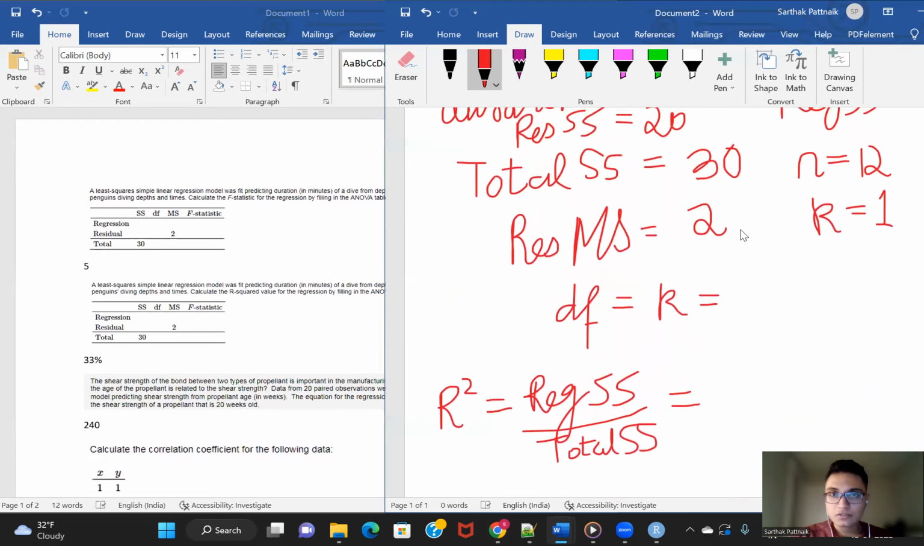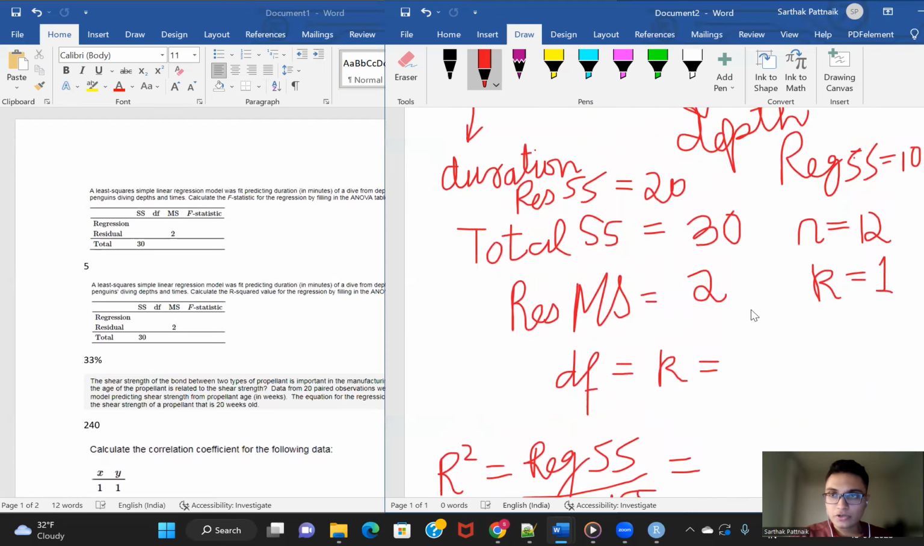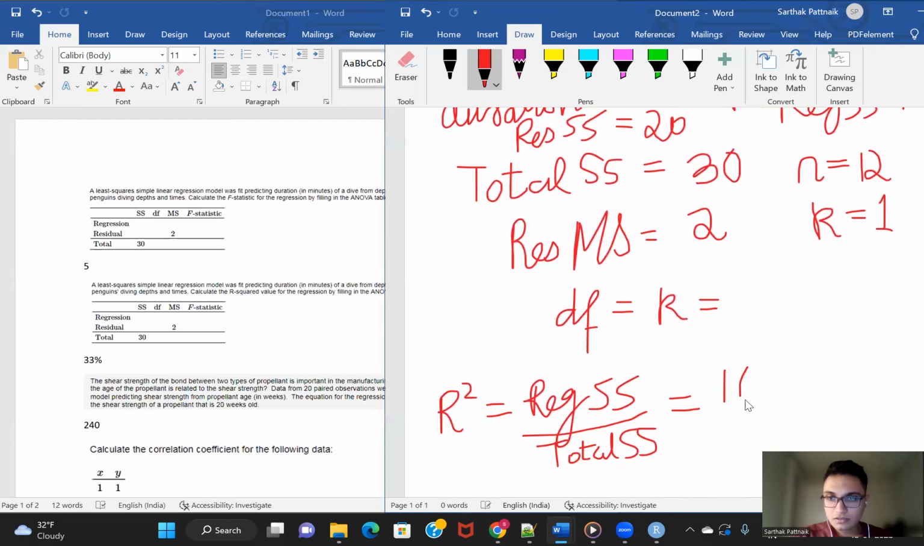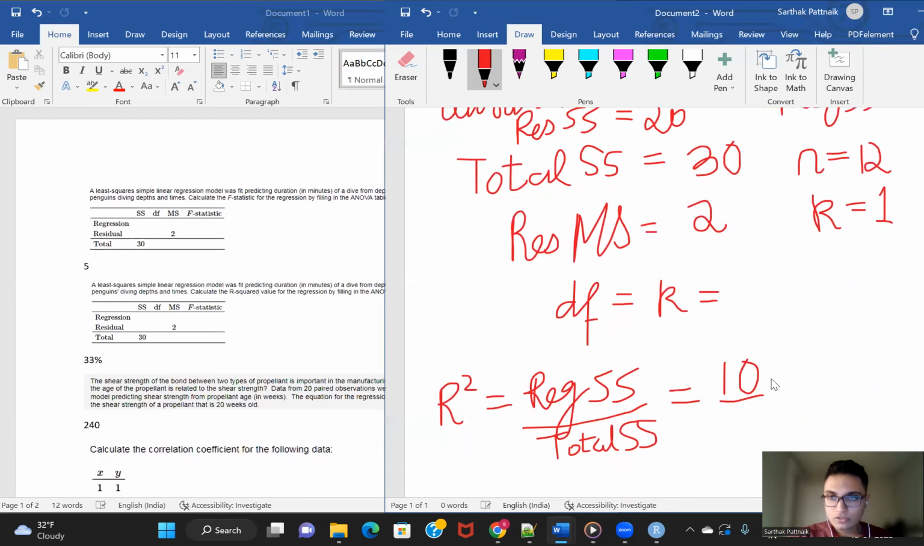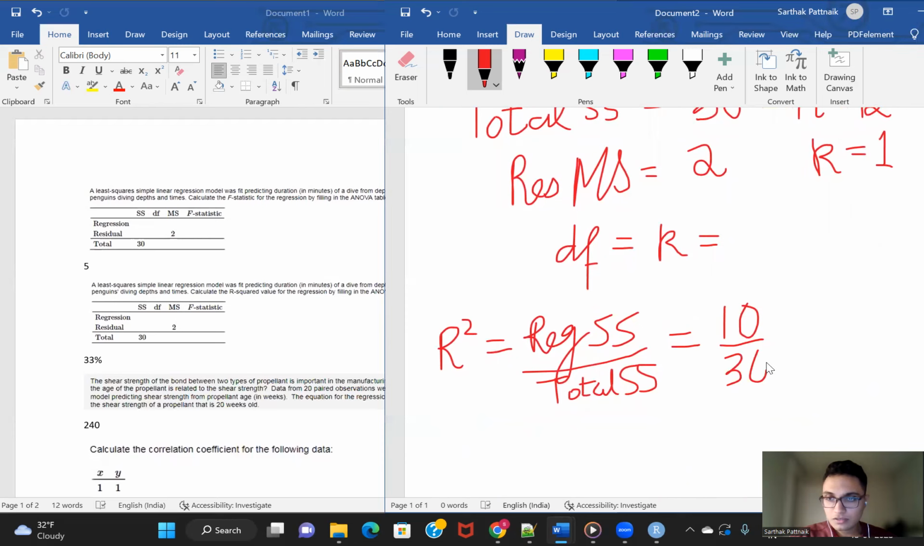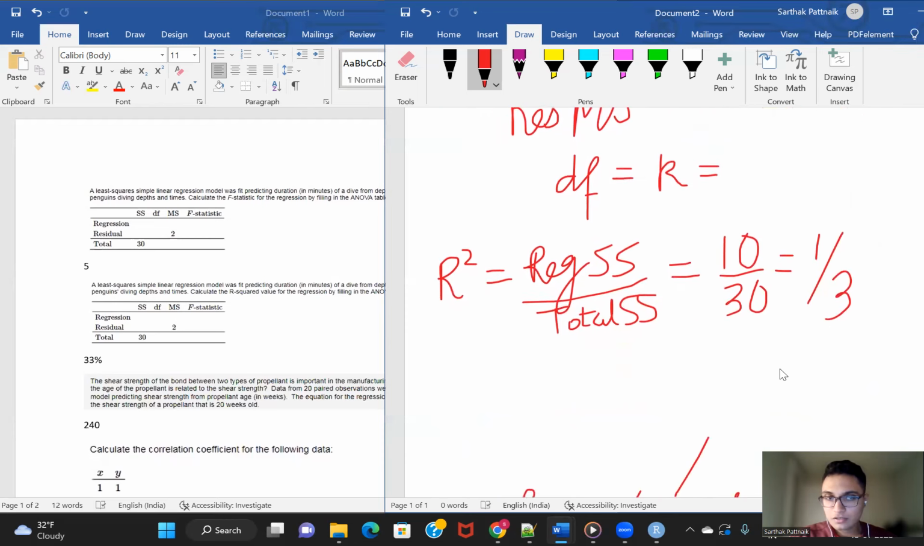If you replace the values, your regression sum of squares is 10, total sum of squares is 30. That gives you 1 by 3, which is somewhere close to 33%. Okay, this is your answer. So if you do the calculation, this will come out as 33.3333, which we can round off to 33%.